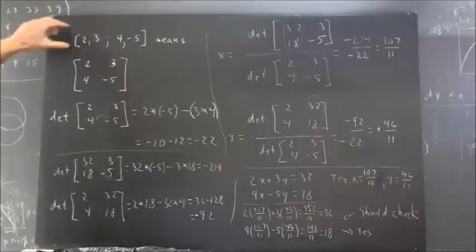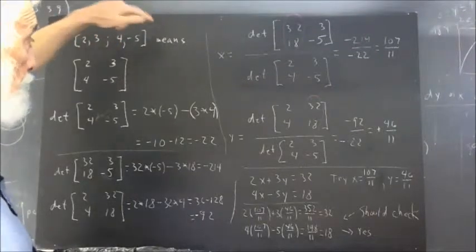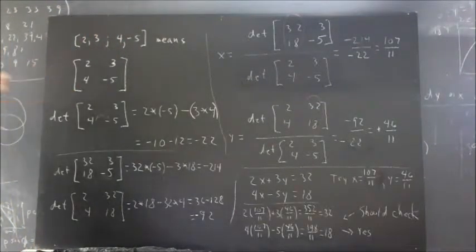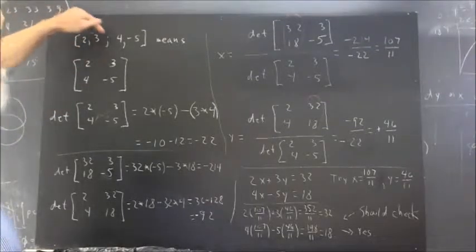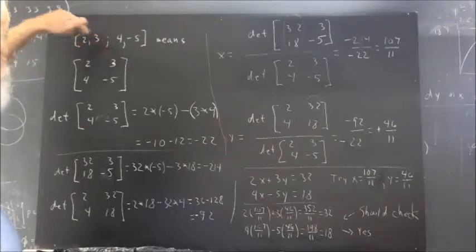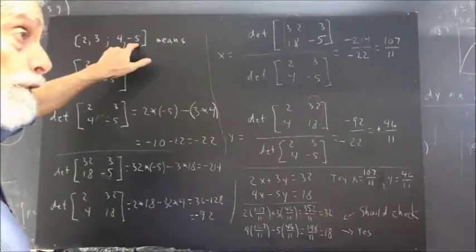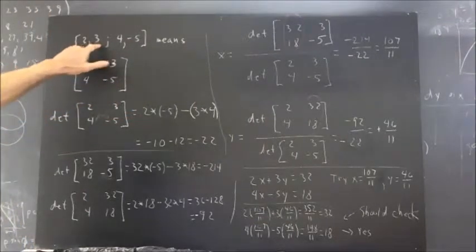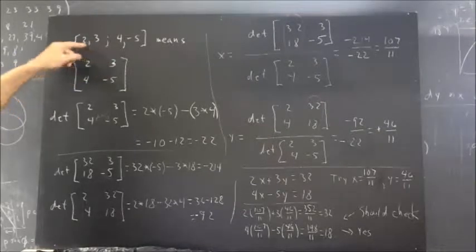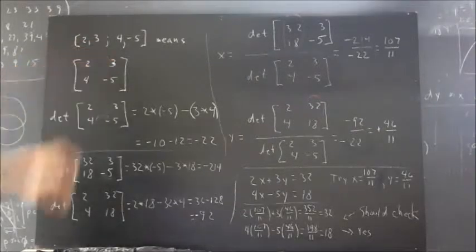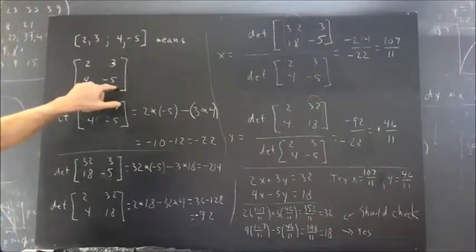Okay, the notation we see here, bracket 2 comma 3 semicolon 4 comma negative 5 bracket, means this matrix. The key to interpreting this is that rows are separated by semicolons. So this is a row, 2, 3, and this is a row, 4, negative 5. So this is the first row of the matrix, 2, 3. Now, when we write the matrix out, we don't include the comma, we just include the numbers 2 and 3. And similarly, when we write the second row, we write the 4 and the negative 5.